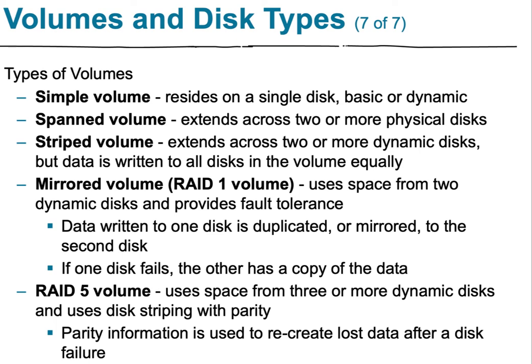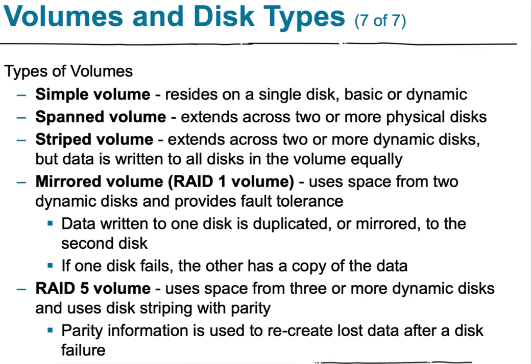Mirrored volume. A mirrored volume, or a RAID 1 volume, uses space from two dynamic disks and provides fault tolerance. Data written to one disk is duplicated, or mirrored, to the second disk. If one disk fails, the other disk has a good copy of the data and the system can continue operating until the failed disk is replaced. The space used on both disks in a mirrored volume is the same. Mirrored volumes might have a disk read performance advantage, but they don't have a disk write performance advantage.